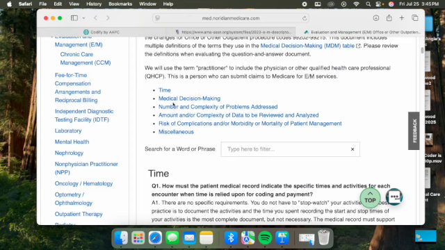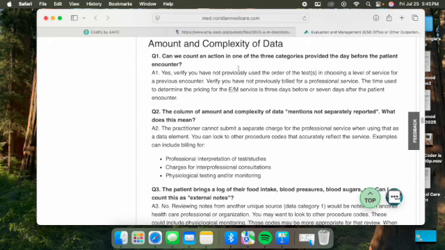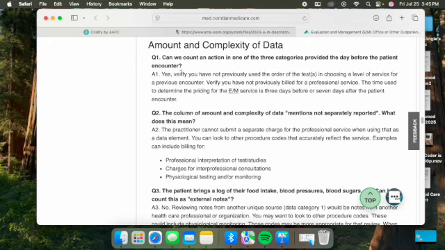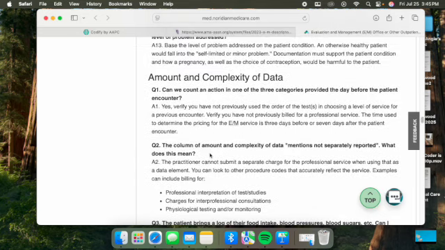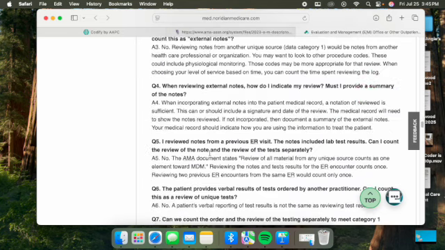So if you click on each one of these, it'll take you to different sections. Each one of these will give you the frequently asked questions that people have been asking this MAC about data and what their answers to those are. So there's more here than what I put on the slides, so definitely go check it out.